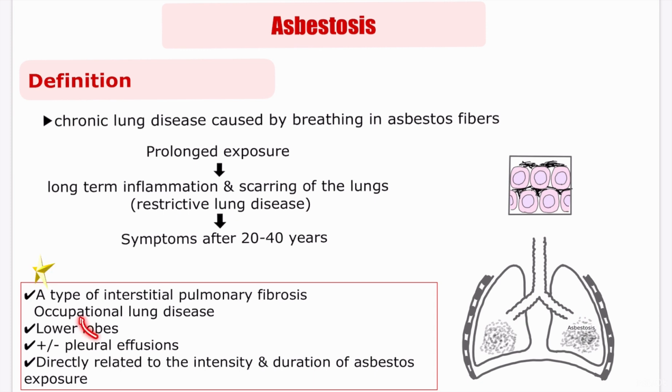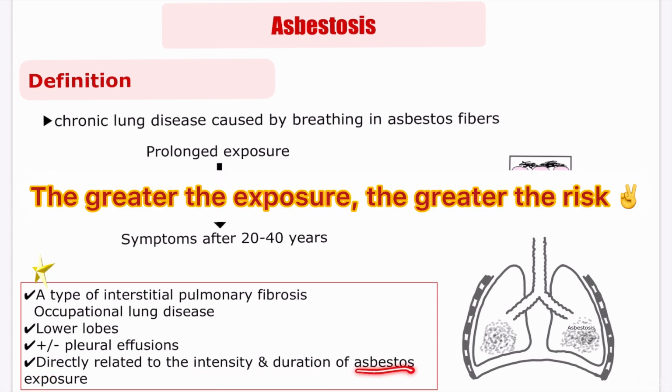Asbestosis is mostly believed to be an occupational lung disease, which means you get asbestosis by working in a job which involves handling asbestos. But there are some cases with second-hand exposure to asbestos-containing dust. The risk of asbestosis is directly related to the intensity and duration of exposure to asbestos, which means the greater the exposure, the greater the risk of lung damage.